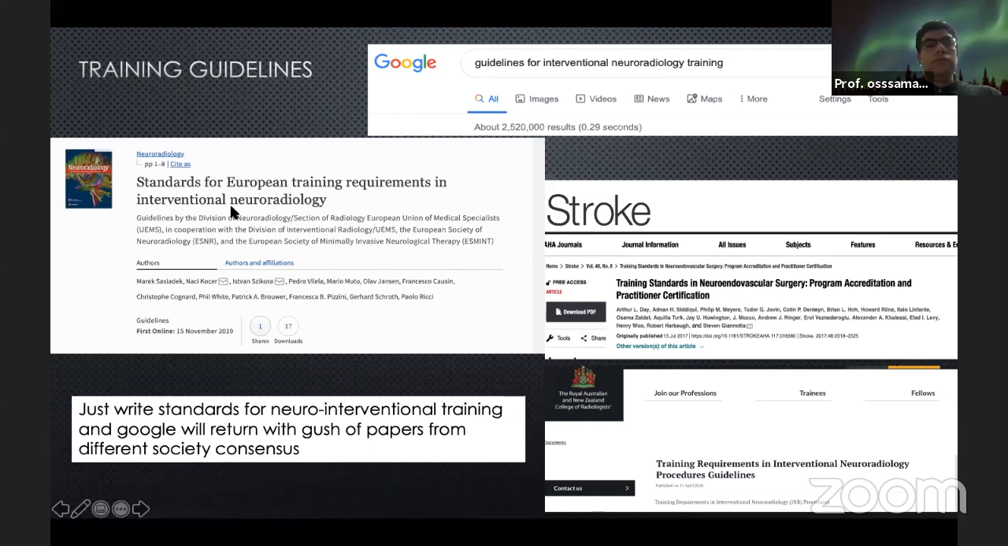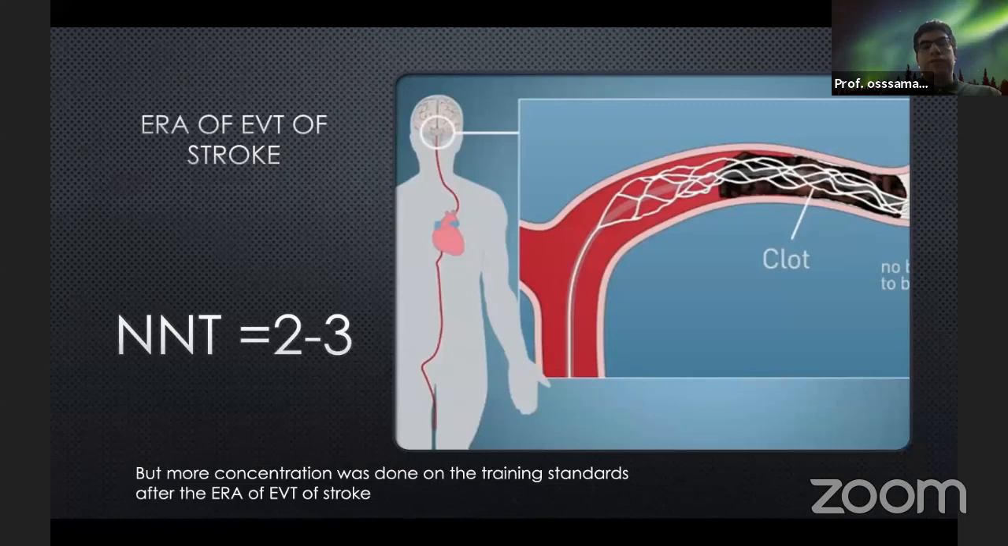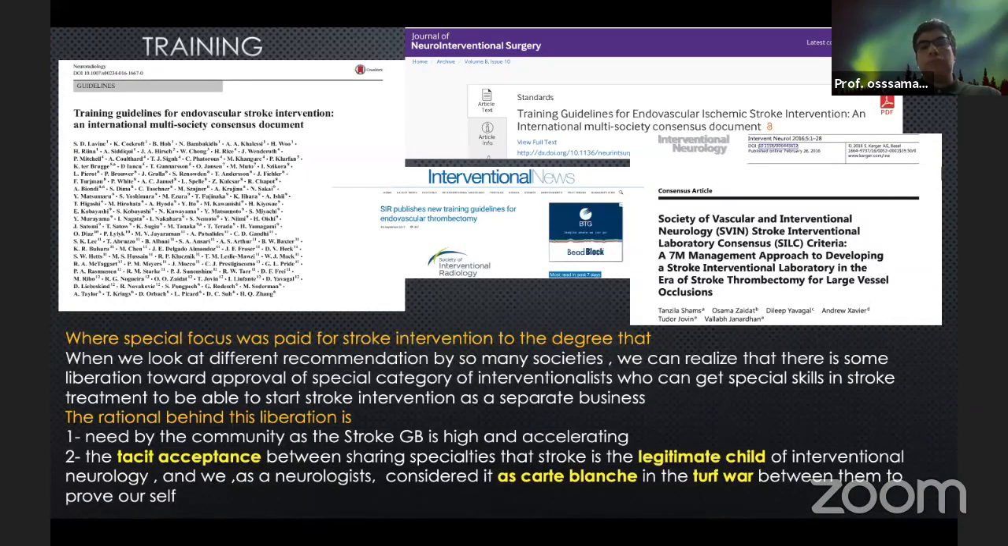And there are a lot of guidelines and publications coming from different societies, from the European Society of Neuroradiology, from the American Heart Association. Just write standards for neurointervention training, and Google will return a gush of papers from different societies, consensus. And I think after the era of mechanical thrombectomy, special focus has been paid to the stroke interventionalist, to the degree that when we look at different recommendations by so many societies, we can realize that there is some liberalization toward the approval of a special category of interventionalists who can get special skills in stroke treatment to be able to start stroke intervention as a separate business.